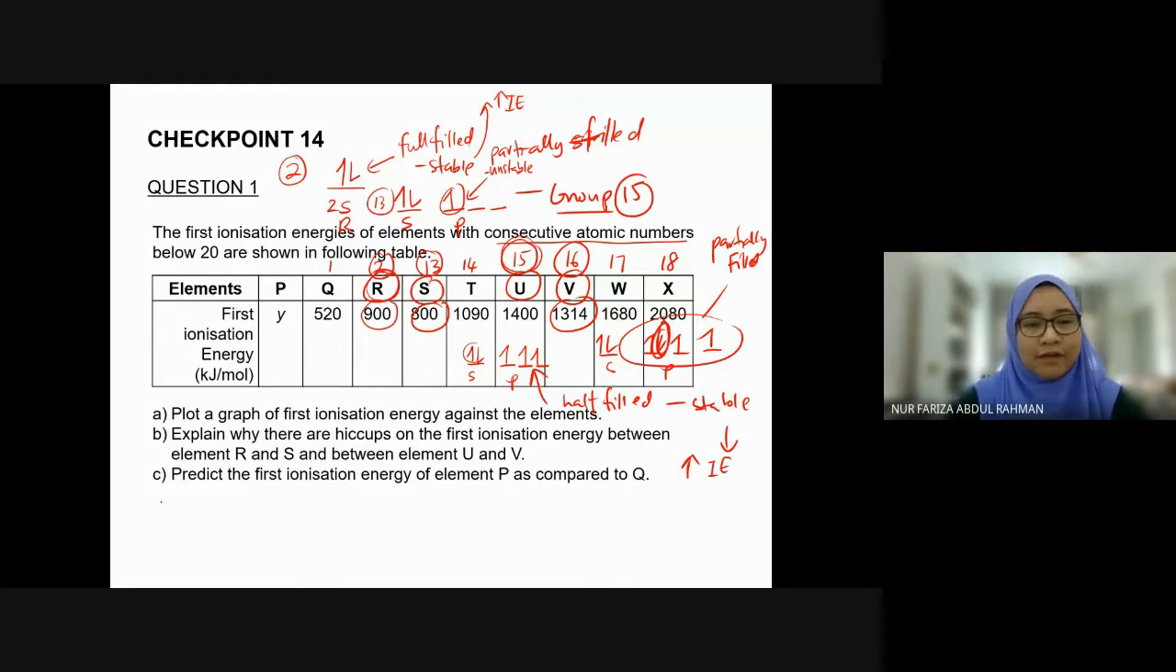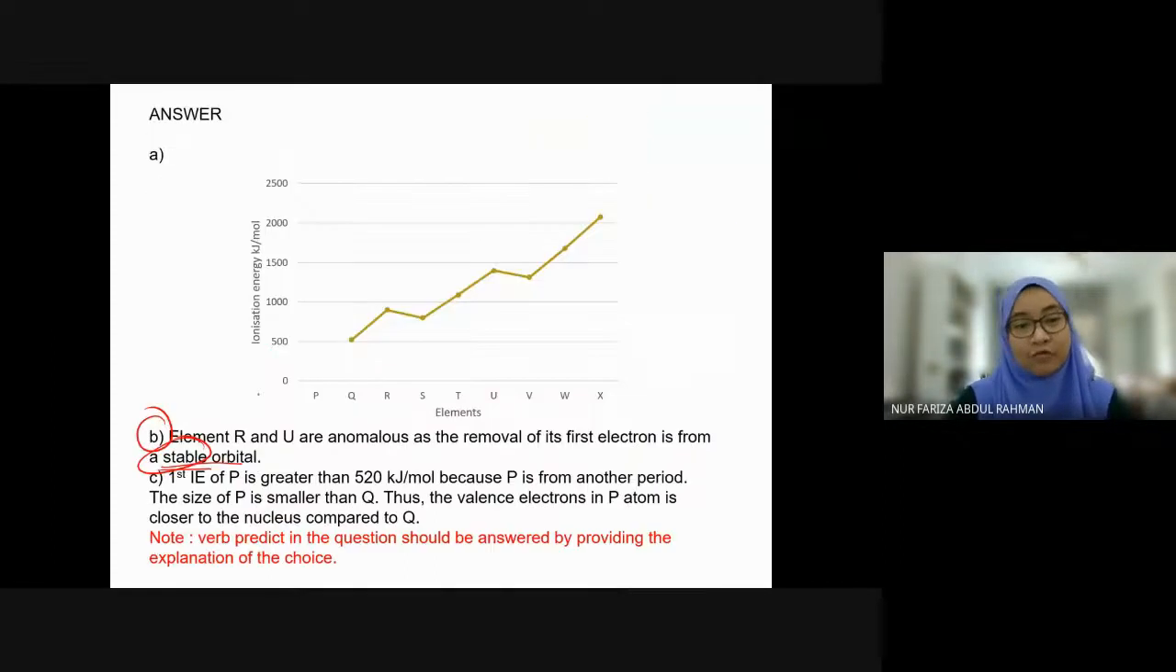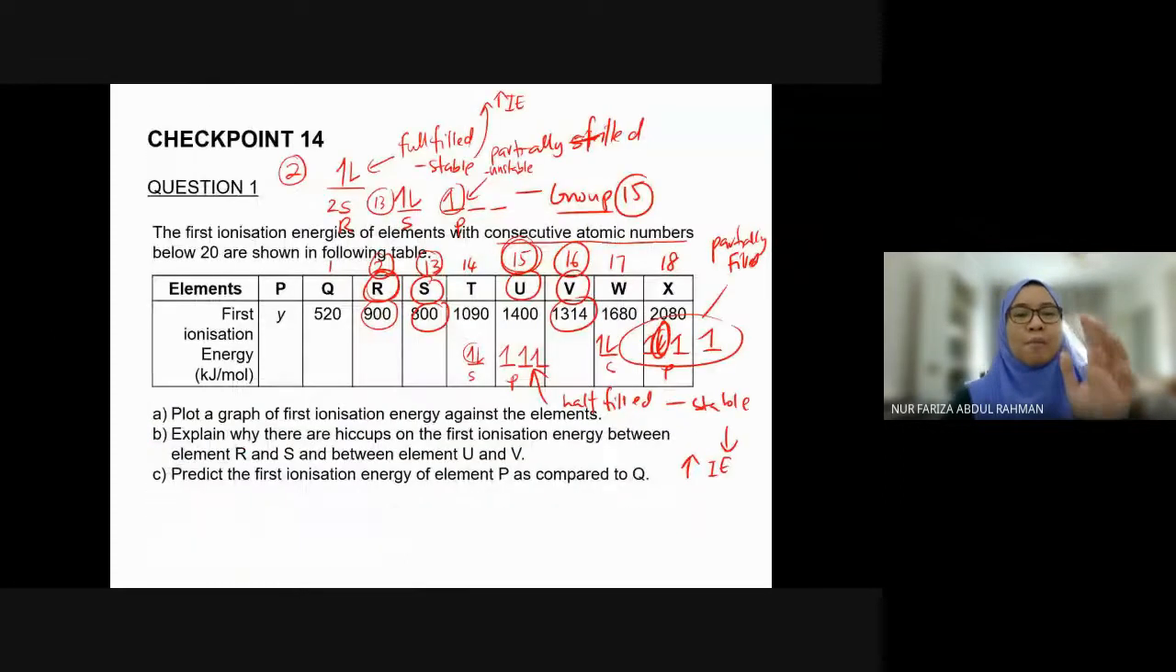Okay, alright. Predict the first ionization energy of element P as compared to Q. Okay, ni kita nak kena predict whether P ni should have higher ionization energy than the Q, ataupun it should be lower. Okay, jawapan you guys apa? Memanglah dah nampak jawapan dekat sini kan, tapi jawapan yang you buat sendiri, you predict higher ke lower? Saja nak tahu. Okay, tak salah, tak betul, just nak tahu.